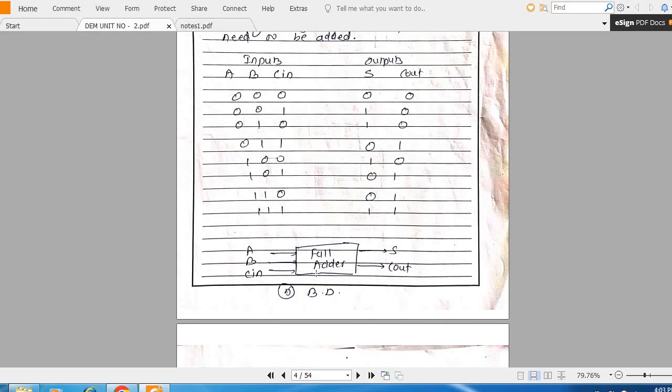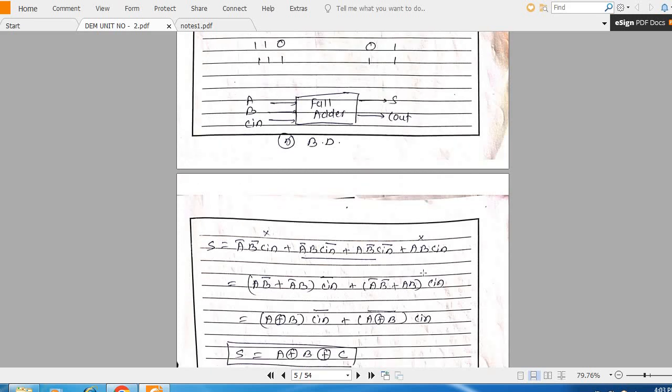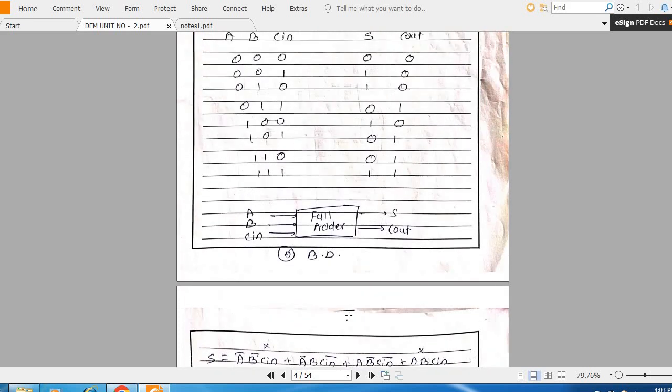This diagram shows the block diagram for the full adder. We have 3 inputs A, B, C in. We will get the 2 outputs, sum and carry. We can derive the equations for this.